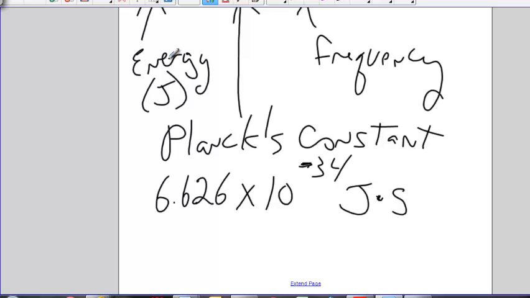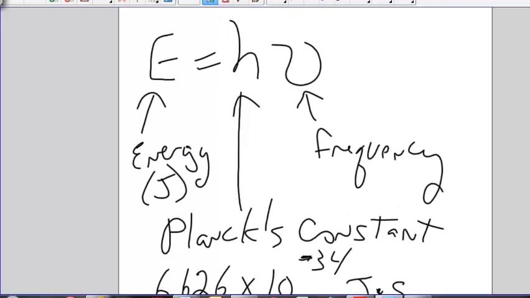And again, in practice, this is a plug and chug. You know that's a constant. So I give you either energy or frequency, and you solve for the other one. And of course, by combining E equals h nu and c equals lambda nu, I can go from energy to wavelength also. All right, I think that's enough for our first video.